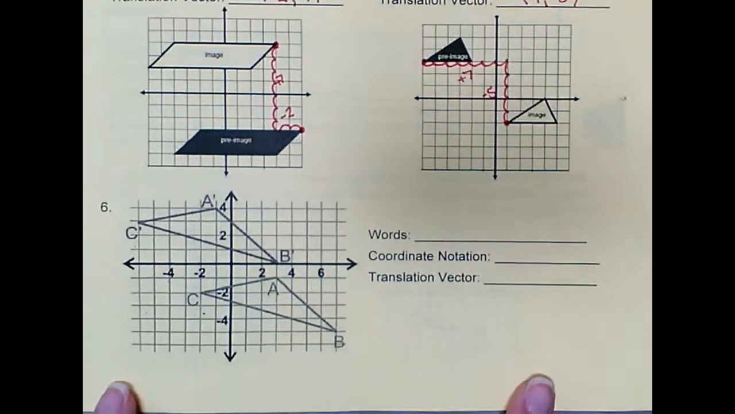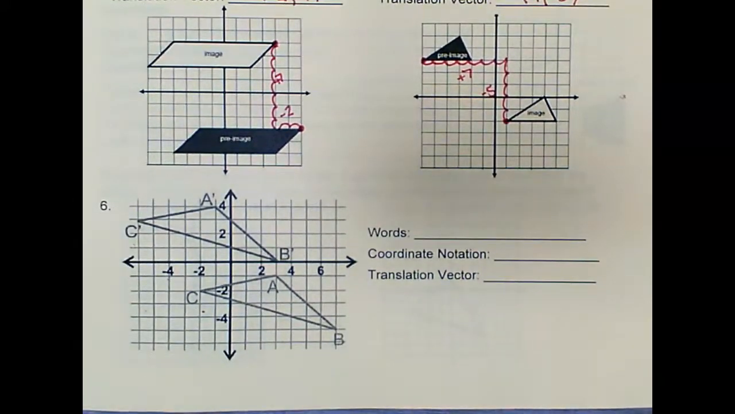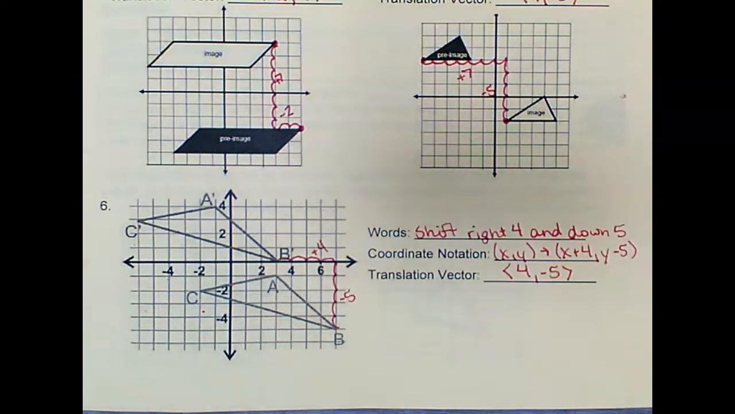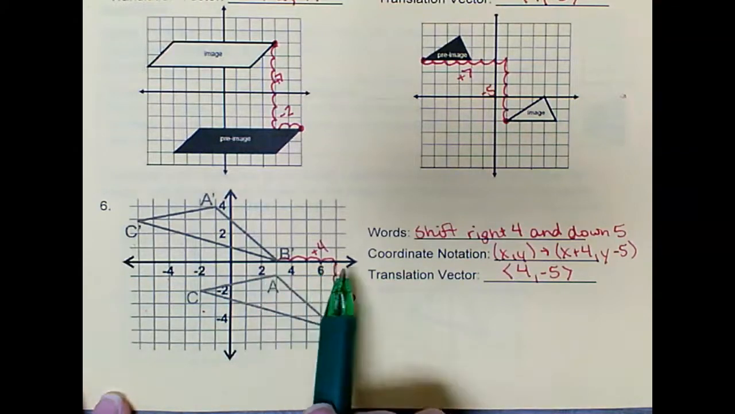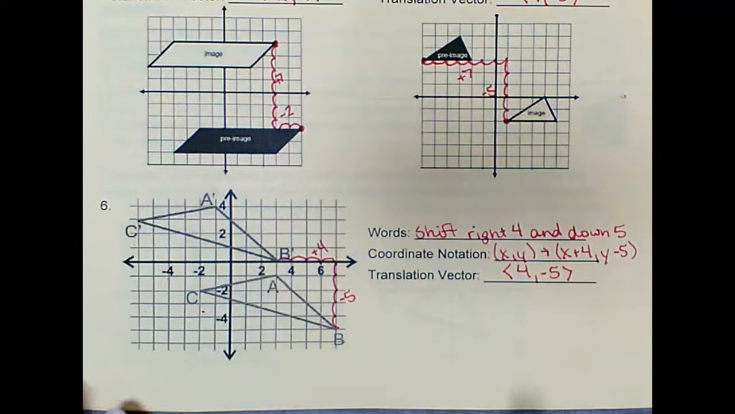Finally, let's try number 6. Pause your video and try it out. So look at my answers. It looks very much like I shift to the right 4 and down 5, but why would these not be correct? Why do I not shift right 4 and down 5? Why is this not my mapping or this my translation vector?